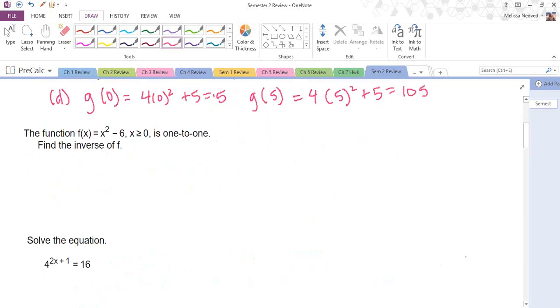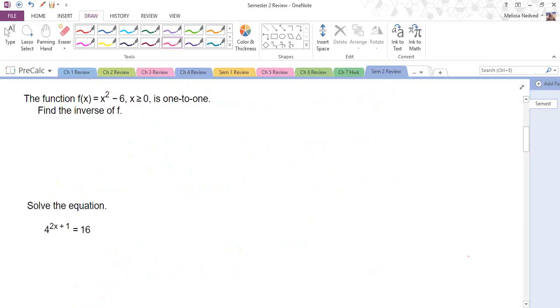Speaking of inverse, let's go ahead and do an inverse here. We have this function f of x equals x squared minus 6, where x is only positive or equal to 0. So x is greater than or equal to 0. And we're told it's 1 to 1. We want to find the inverse. Remember, it has to be 1 to 1 to have an inverse.